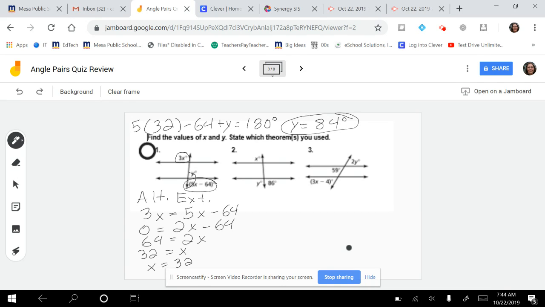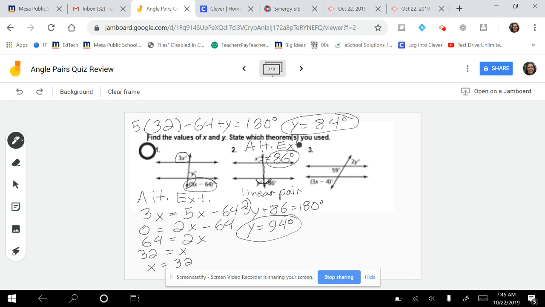Okay, this one, we're going to do the same thing. So remember alternate exterior angles. So these are alternate exterior. So that means that the measure of angle x is also 68 degrees because they're on opposite sides of the transversal. Okay, and then for these two, they are a linear pair. They are next to each other. So y plus 86 is equal to 180. This is for number 2. So 180 minus 86 is going to be equal to 94.